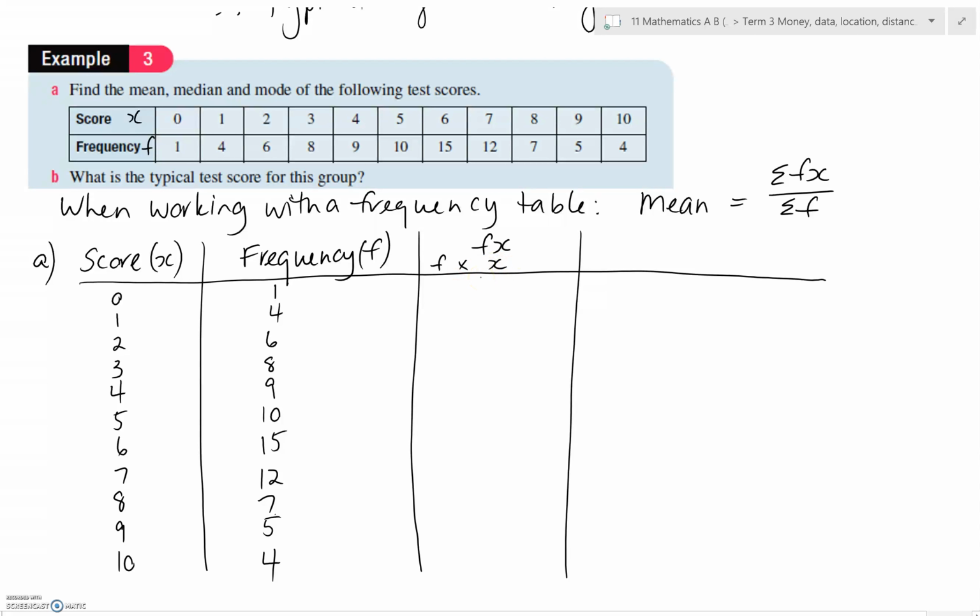So I'll write the first one out. It's going to be frequency of 1 times score of 0 for the first one. So our first value is going to be 0. So it comes from here. The next one, 4 times 1. So frequency of 4 times score of 1 gives us 4, and etc. You carry on like that.